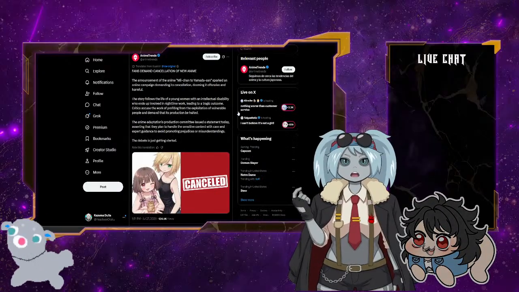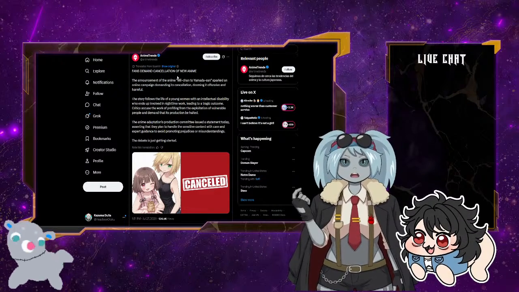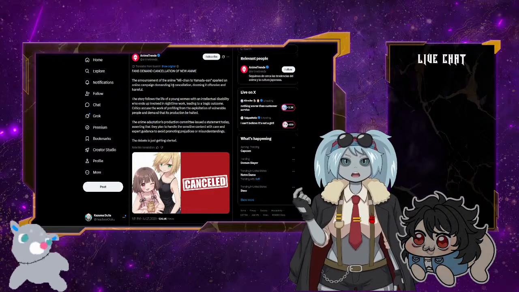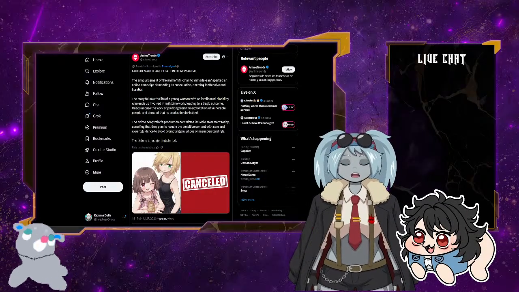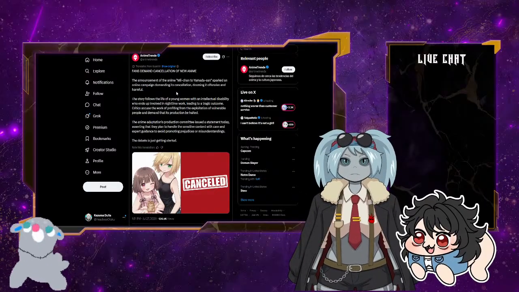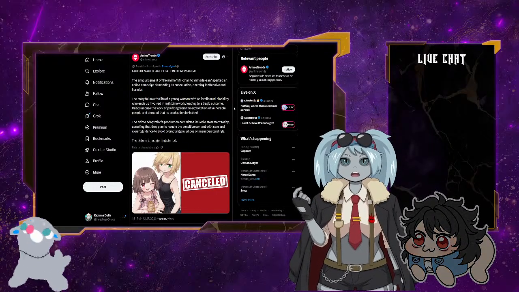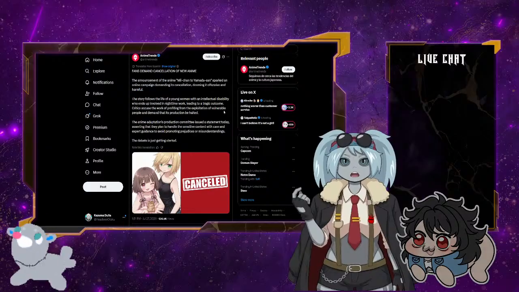There's an anime adaptation, so I'll read it. By Anime Trains: Fans demand cancellation of new anime. The announcement of the anime Nii-chan and Yamada-San sparked an online campaign demanding its cancellation, deeming it offensive and harmful. So this manga is getting an anime adaptation that I believe is going to be released in 2027, and I'm going to read you the description a bit better than what's going on here.